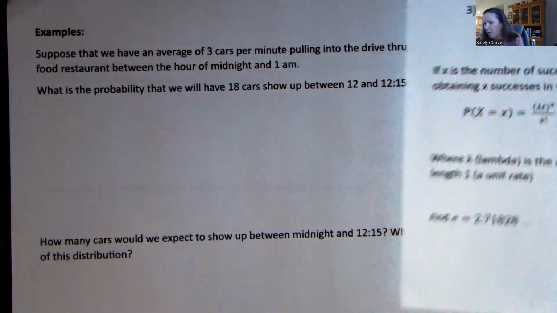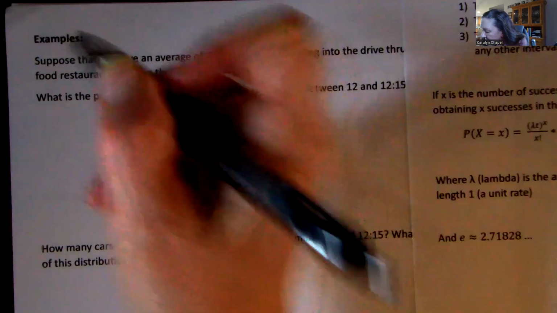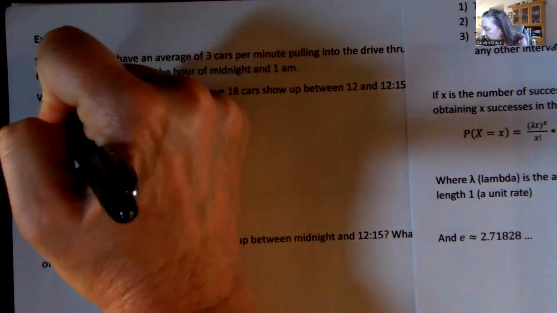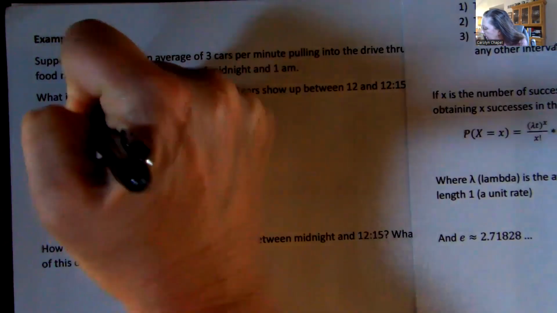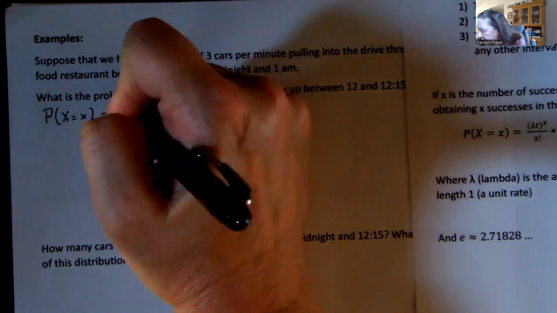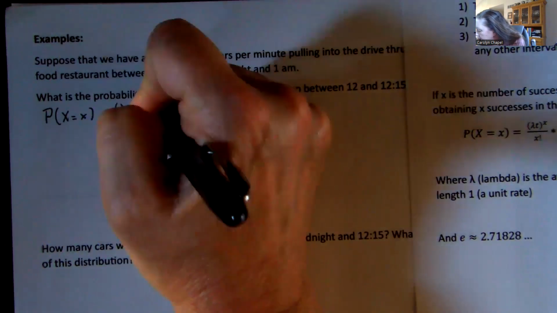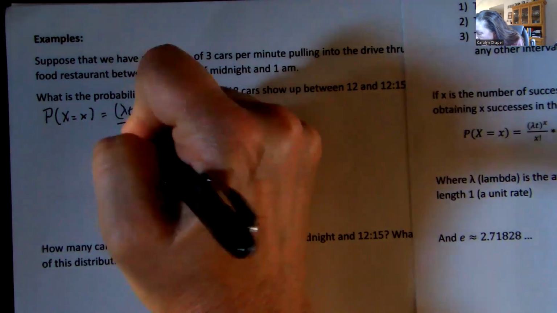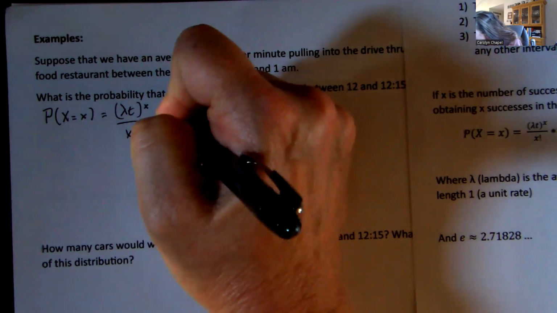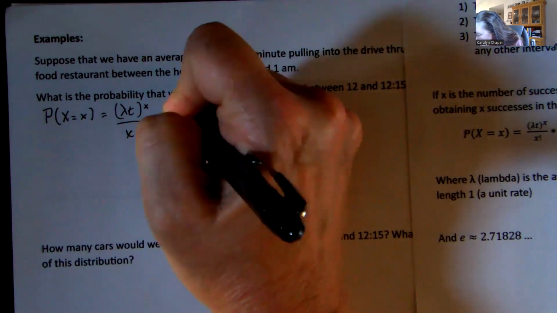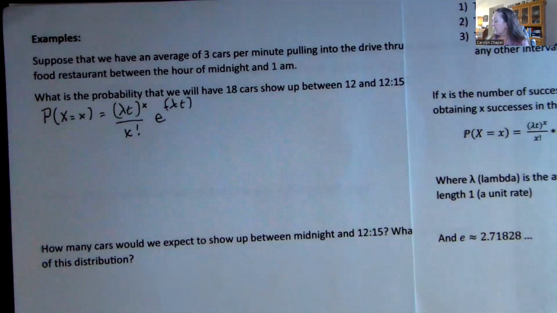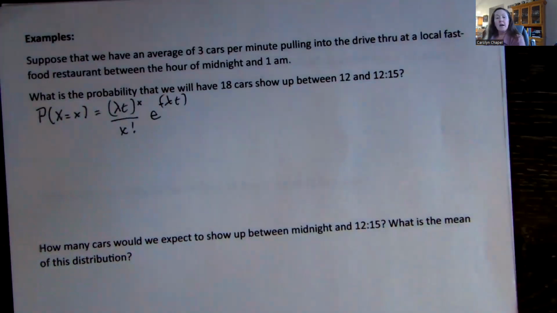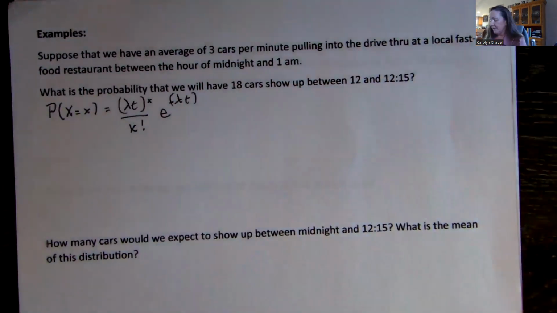Okay, so I'm going to get my formula over here, and I'll write it down so we have it. P of x is equal to lambda t to the x, all divided by x factorial, times e to the negative lambda t. Okay, so I'm just going to get all of our pieces here so that we can put all of our things in, and then I'll show you on your calculator how we actually do this.